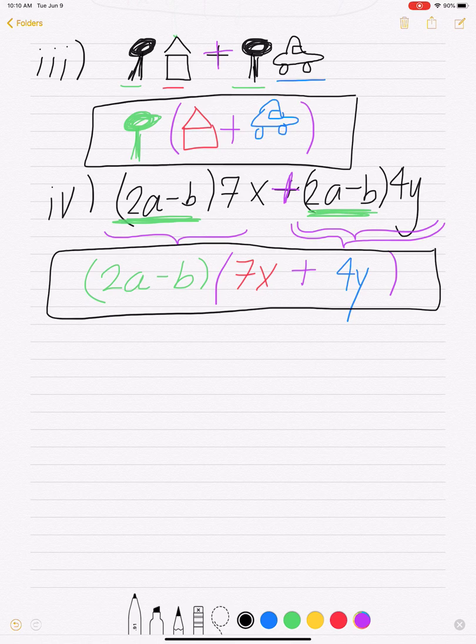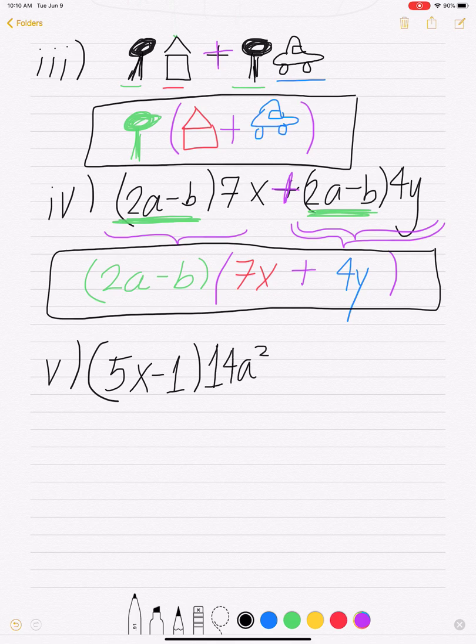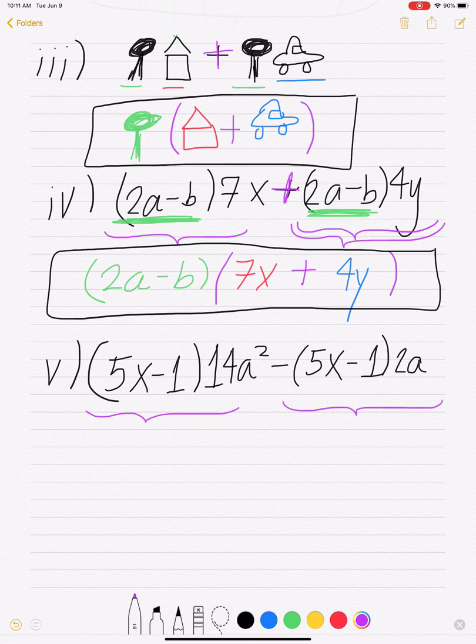All right, let's do a number 5. Number 5, how about we have 5x minus 1 times 14a squared, minus 5x minus 1 times 2a. I'm going to tell you this is another tree problem with a twist. So we're going to think about this as our first term, and this is going to be our second term, and we have a minus symbol between the two.